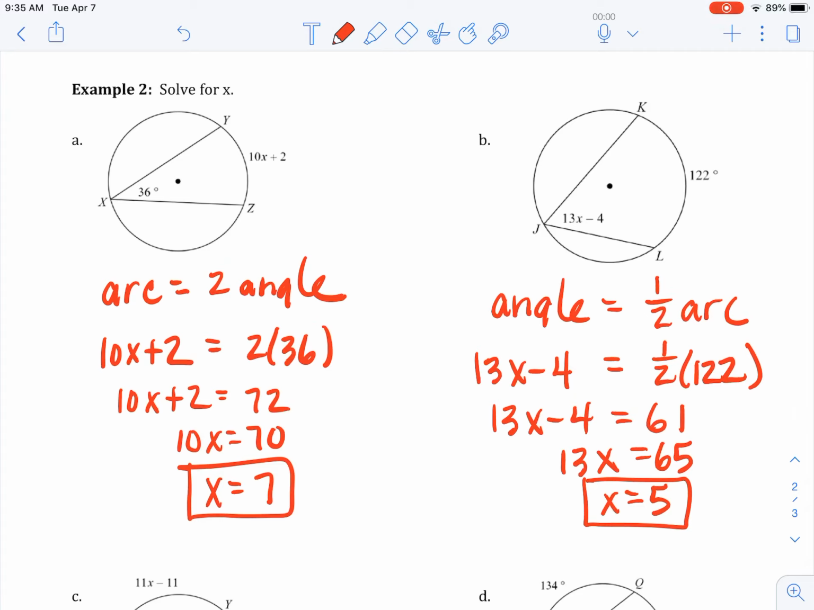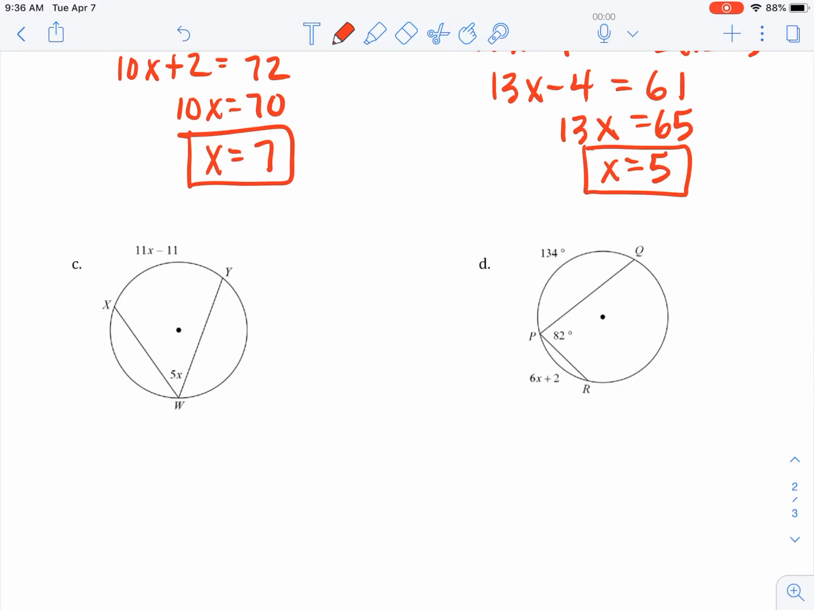You could certainly double 13x minus 4. You could certainly double that and set that equal to the arc. You could distribute and solve it, and you'd still get x equals 5. So you can use the formula either way. You don't have to use it the way I'm showing. Either way will work.